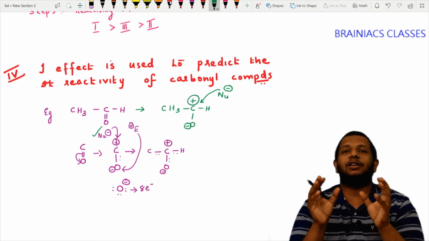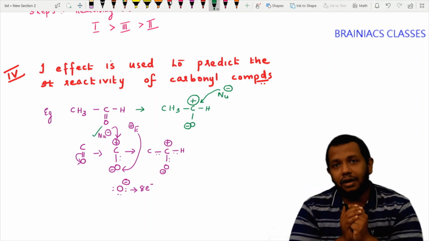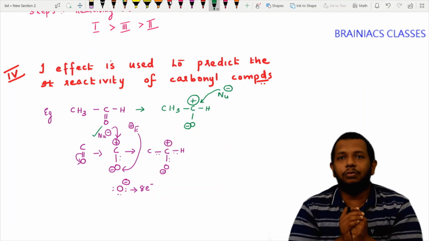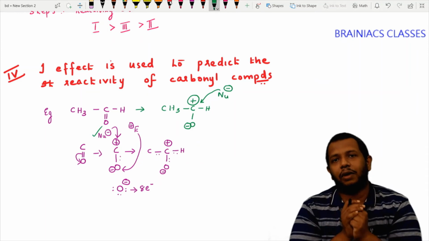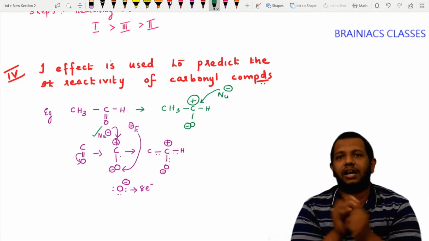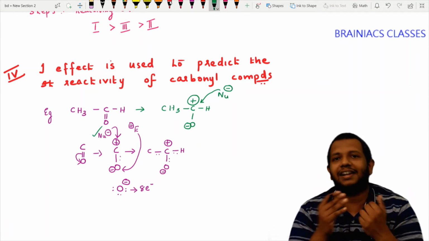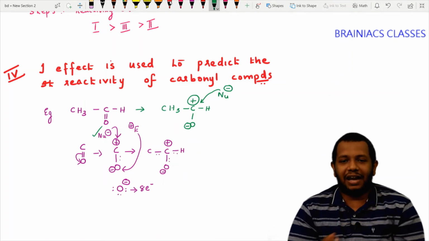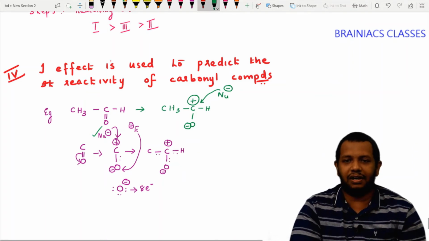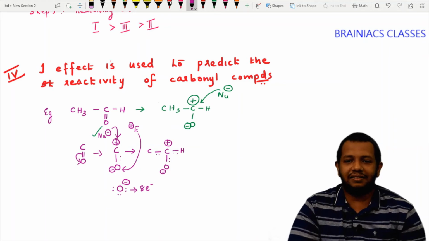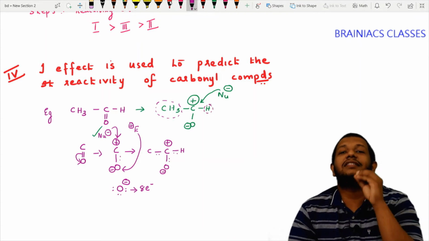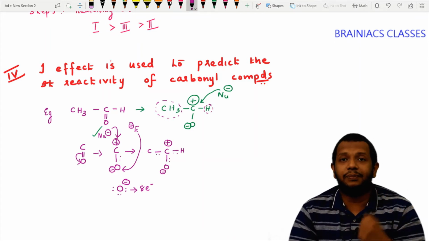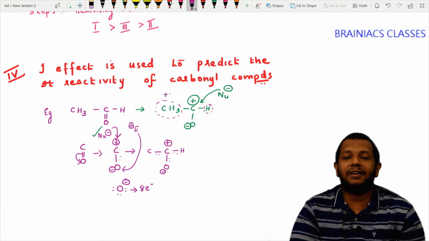Because if the magnitude of the charge is increasing, as you learned in electrostatics, by Coulomb's law the force of attraction F is equal to 1 by 4 pi epsilon 0 Q1 Q2 by R square. So if the magnitude of the charge is very high, the force of attraction will also be very high, correct? Now I can say that near this carbon there is a CH3 group connected, and also another hydrogen connected, and I know that this CH3 group has what effect? It has plus I effect, correct?